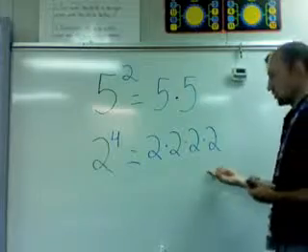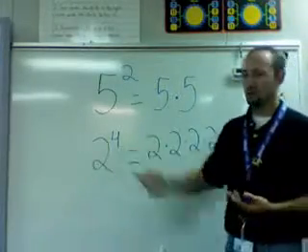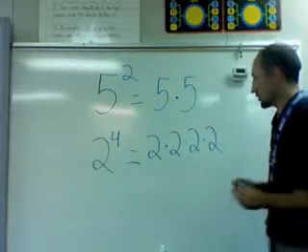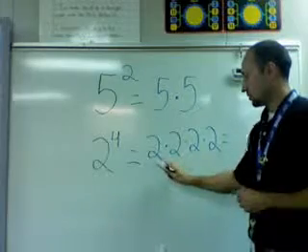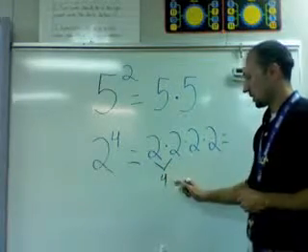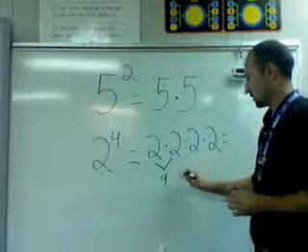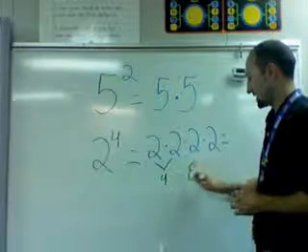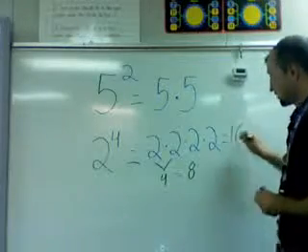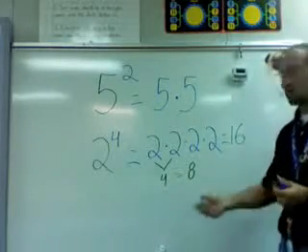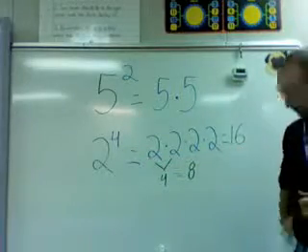Once again, why did I use a 2? Because that's the base. Why did I write it down 4 times? That's the exponent. Now we just need to solve this. Let's see what we come up with. 2 times 2 is 4. Now I can do it this way: 4 times 2 ends up being 8. 8 times 2 is 16. So now I know 2 to the 4th power is equal to 16.